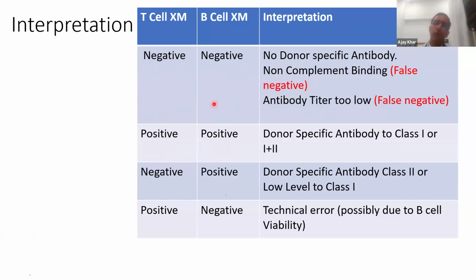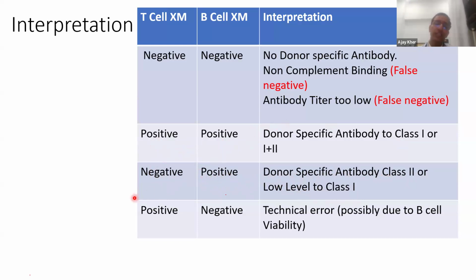If your T cell and B cell both are positive, then you're looking at either a donor specific antibody to class 1 or antibodies to class 1 and class 2. And so that would turn both the T cell and B cell positive. If your T cell is negative and a B cell is positive, then it can be a donor specific antibody to class 2, or sometimes even a low level to class 1, because there are more antigens expressed on B cells. It might turn B cell positive without turning the T cell positive for low level antibodies because the antigen expression on B cells is higher.